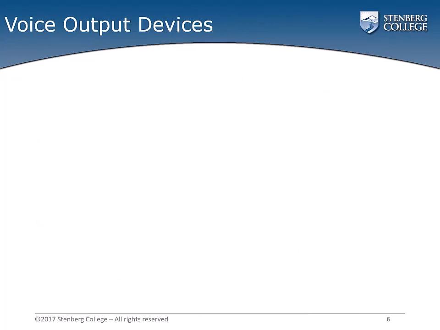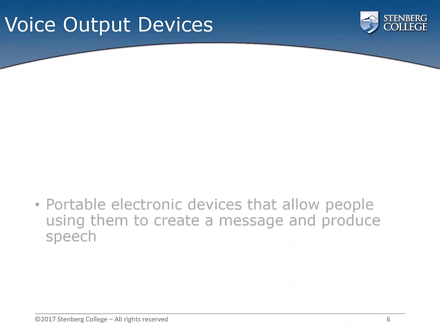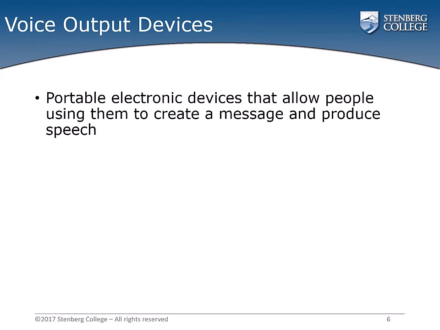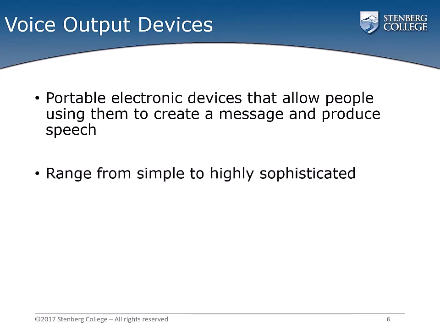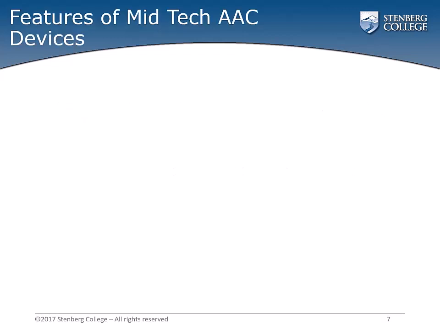Voice output devices come in many shapes, sizes, and price points and are, basically, portable electronic devices that allow an AAC user to create a message and produce speech. Some are very simple, while others are highly sophisticated. We will cover mid-tech devices first.